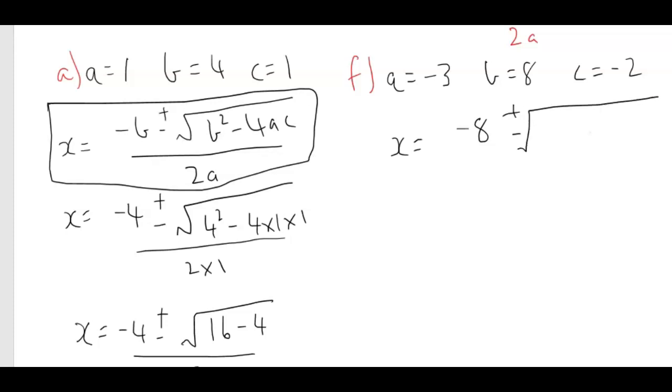Okay, so b squared, so 64, minus 4 times -3 times -2. All right, remember I'm going to put that around brackets just so I don't make any mistakes, or I'll limit the chance of making a mistake. Then down the bottom is 2a, so 2 times -3 becomes -6. Okay.